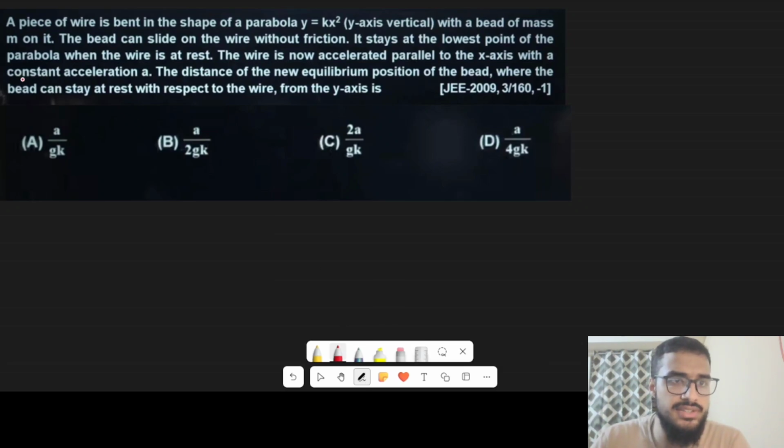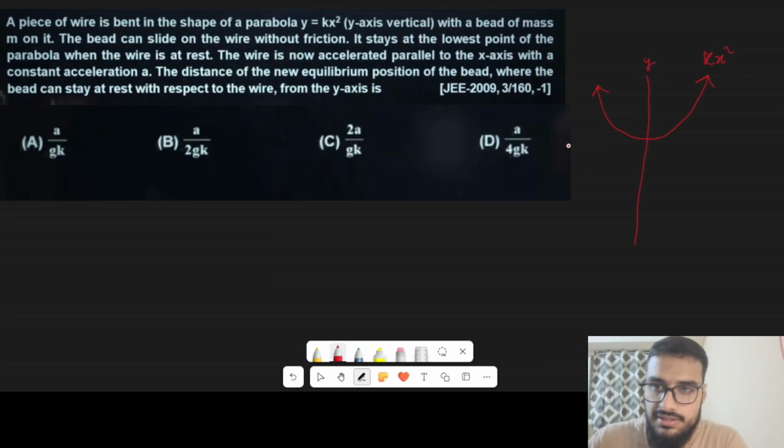It says a piece of wire is bent in the shape of a parabola. So we have a piece of wire in this form and the equation of the parabola is given to be kx square. Suppose this is our y axis and this is our x. This will pass through the origin anyways. The thing is, there is a bead of mass m on it. The bead can slide on the wire without friction, so friction is not there.